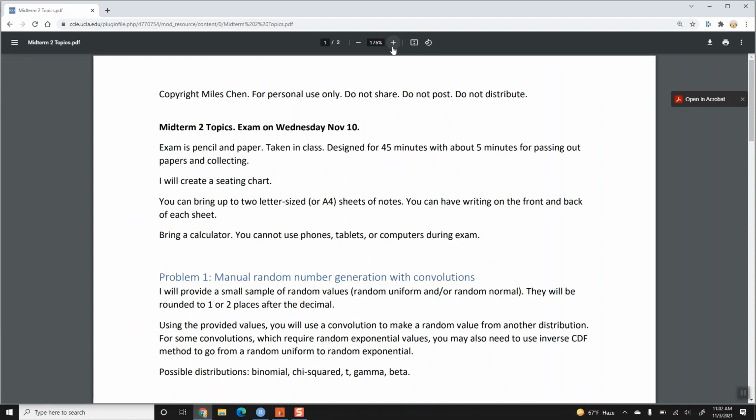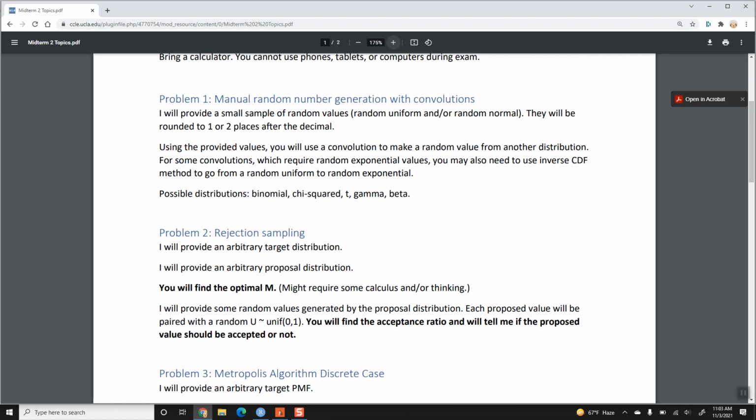Okay, I've posted this file, midterm 2 topics. So our midterm is Wednesday, 1 week from today, and you'll take it right here. 45 minutes plus or minus 5 minutes for passing out papers and collecting. I'll create a seating chart again, and then you can bring 2 sheets of notes, front and back, and then bring a calculator.